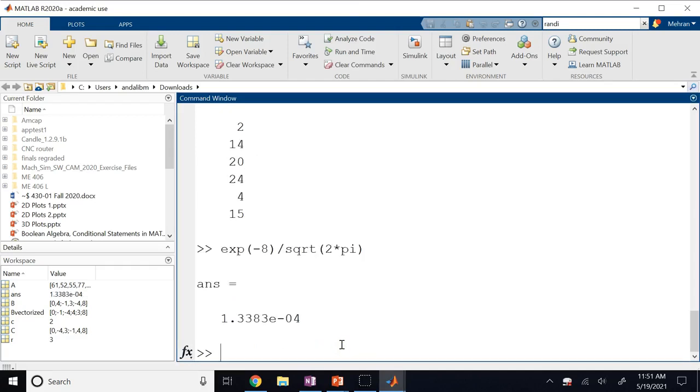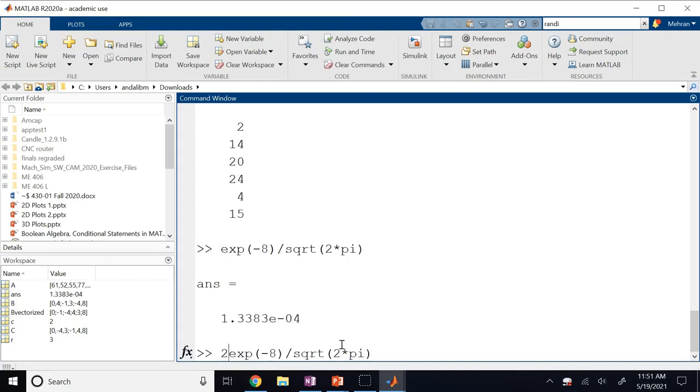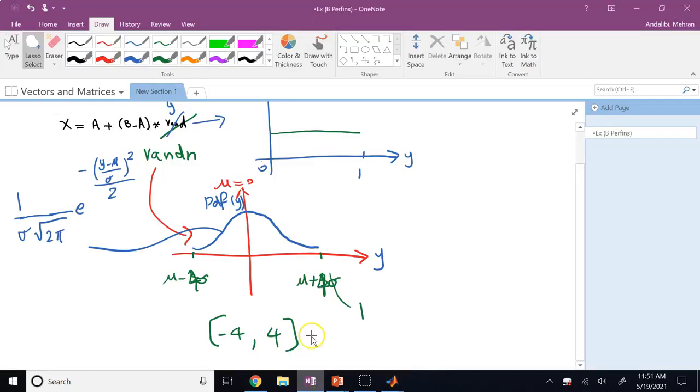This is the chance you have outside 4, and you multiply it by 2 so that you get outside both of them, and that is your chance, 2.67, and you can subtract now 1 minus the answer, that's your chance, 99.97 or 98. So inside this range of negative 4 to 4, you have 99.97% chance of your number coming from this range. And you can always try that, okay?